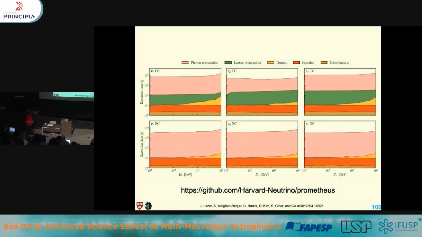So this is a nice figure of our Prometheus simulation, and it goes back to the question of the reconstruction that we had earlier. What this tells you is how much computing time is used in the simulation for different steps. For example, simulating the neutrino interaction is called injection here. Simulating the muon losses is called lepton propagation. And simulating the photon traveling is called photon propagation here. And this is a stacked histogram in log scale.